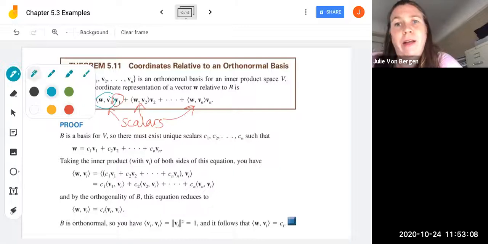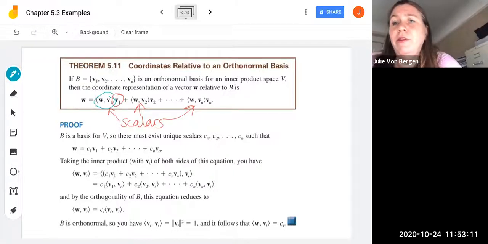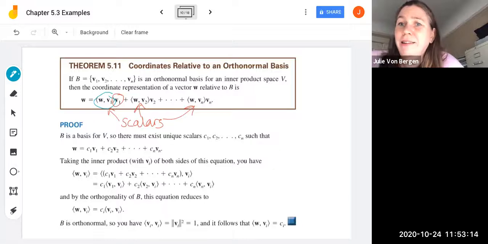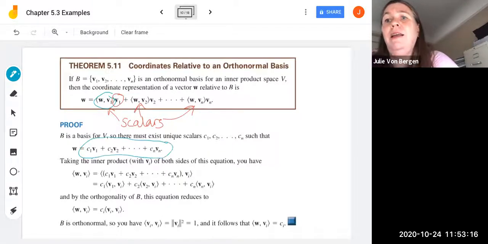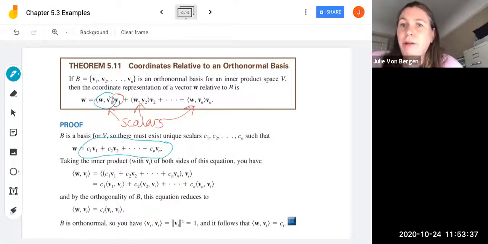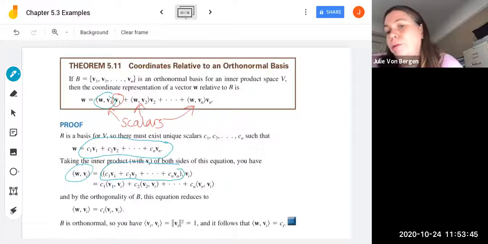All right, so here's the proof. We're going to assume B is a basis for vector space V. So there have to exist these scalars C1 through Cn that are unique, where we can write any vector W as a linear combination of them: C1 V1 plus C2 V2 added all the way through Cn Vn. Now taking the inner product with Vi, where i is the index going 1 through n, of both sides of this equation, W inner product with Vi is going to equal C1 V1 plus C2 V2 all the way through plus Cn Vn, inner producted with Vi.